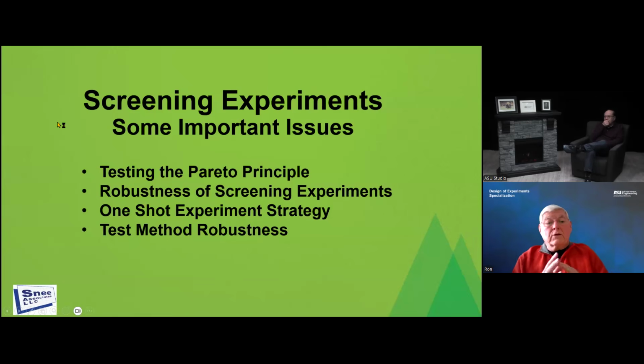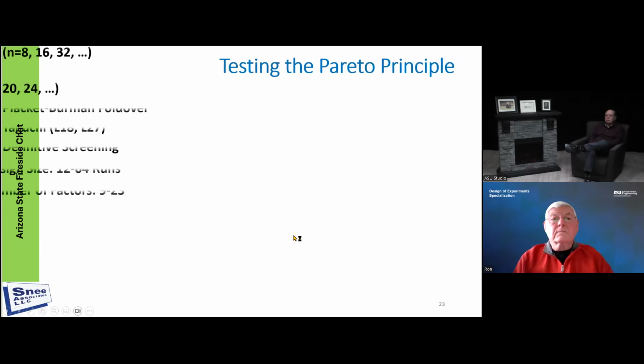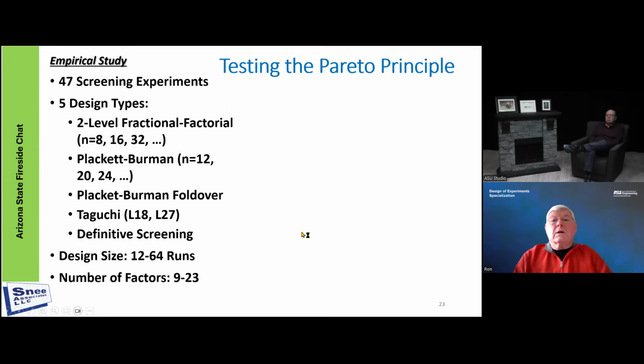Now I want to show you some information on screening experiments and some important issues that we need to pay attention to. And these are testing the Pareto principle, robustness of screening experiments, one-shot strategy, and test method robustness. So let's look at the Pareto principle first. The Pareto principle says that you're going to have a small number of important variables.